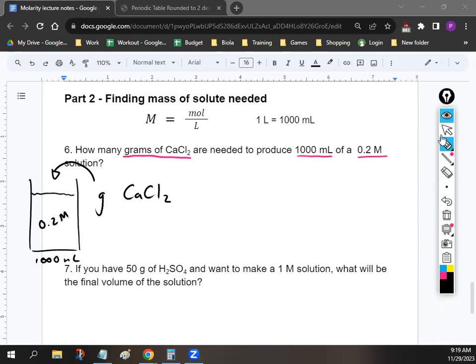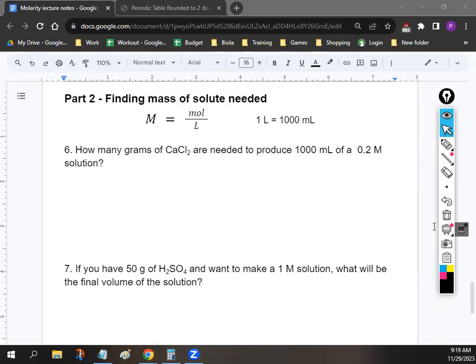All right, so let's do the math now. Very simple. Since we have molarity and milliliters, we're probably going to be using this equation right here. So let's write down this equation and see what we can get. Capital M is equal to moles divided by liters.